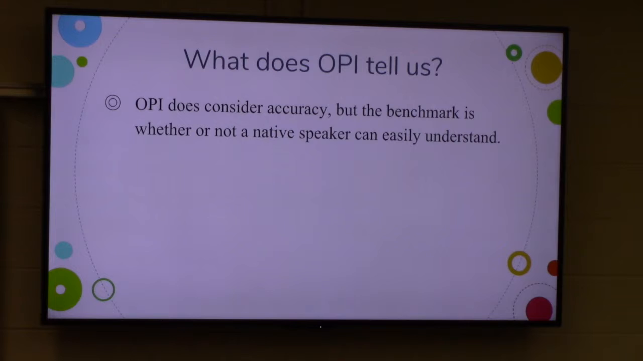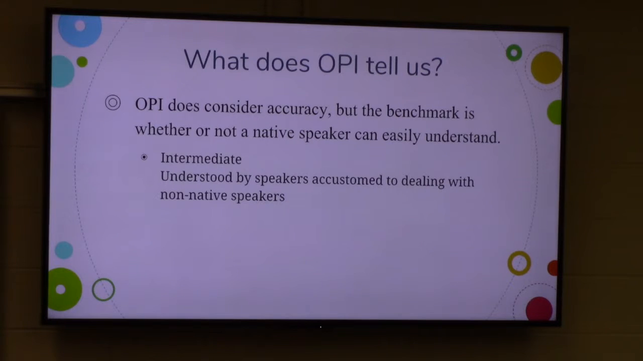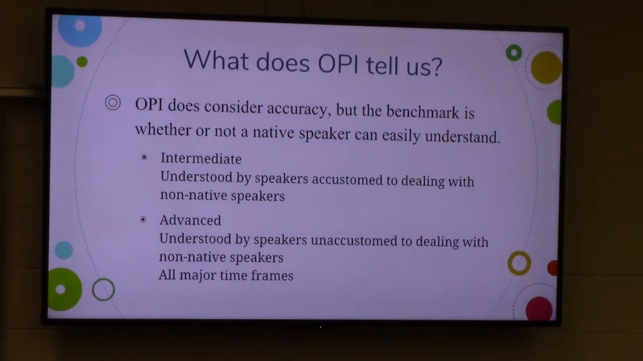And OPI does look at accuracy. They do look at accuracy, whether or not people can understand it without any problem. But the benchmark is whether or not a native speaker can understand them easily. Okay? So intermediate, they can be understood by us very easily, but not necessarily by native speakers. Advanced speakers, they can be understood by native speakers, no problem at all. And they can deal with all major time frames. Okay, that's advanced level. Okay.